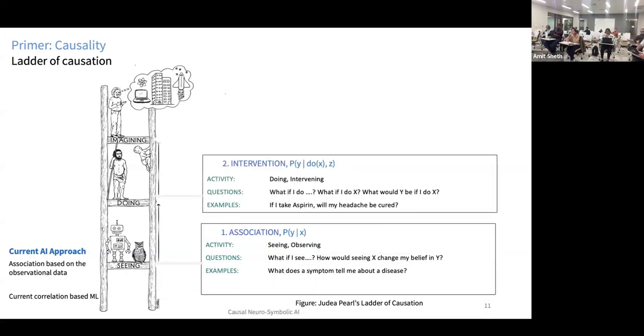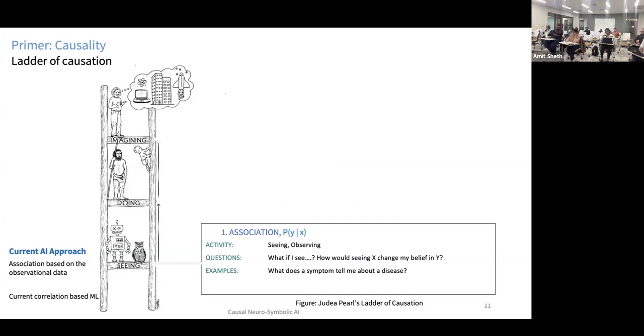Then the second rung of the ladder of causation is doing, where you're actually going and intervening or changing something in your AI systems or in your data set. So you're intervening, you are asking, what if I had done something differently? In the case of the medical domain, a question asked is, what if I take aspirin? Will that cure my headache?